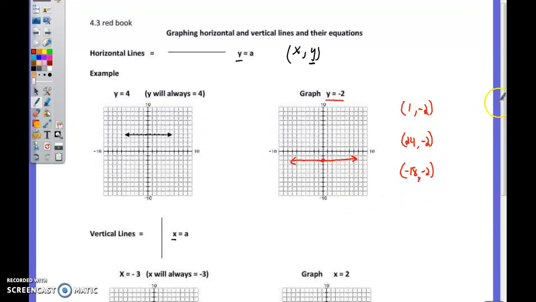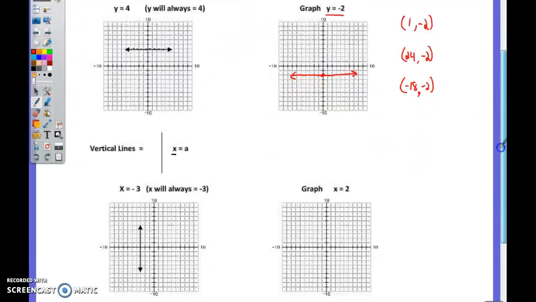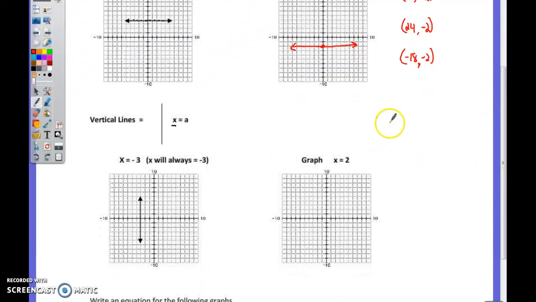Alright, vertical lines here for the x value. Anytime we have x equals a number, so this a is just a variable, meaning it could be any number, you are going to plot whatever that is on the x-axis and then draw a vertical line through it. So here we have an example of x equals -3. So we go to -3, you would put a dot there and you would just draw a vertical line through it. So over here, go ahead, take a moment to graph that.